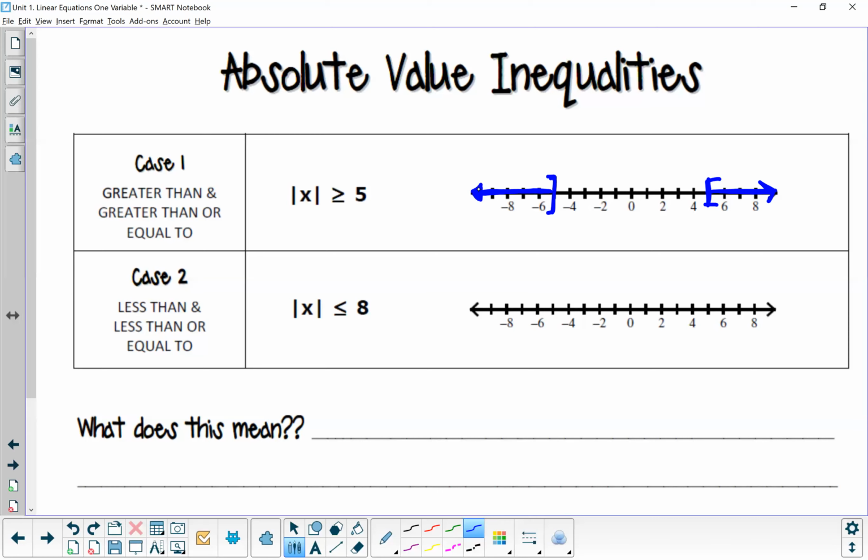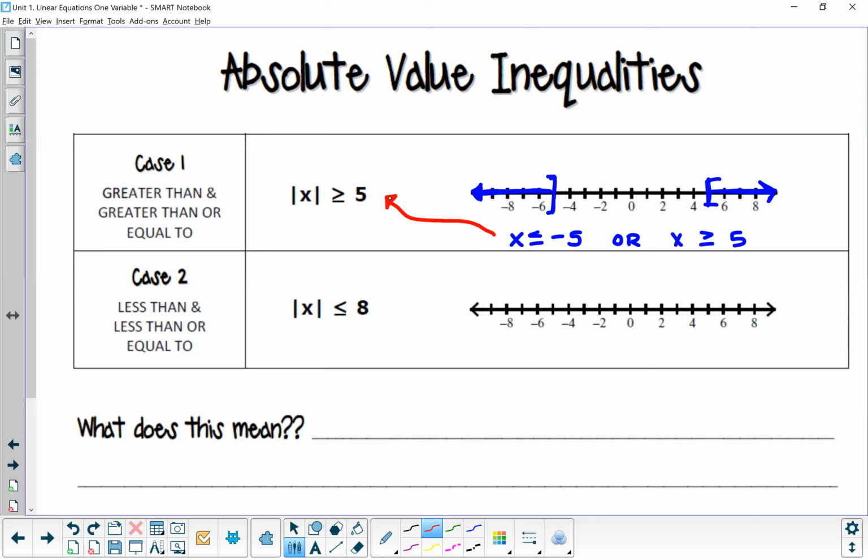If you think about this in terms of a compound inequality, this means x is less than or equal to -5, or x is greater than or equal to 5. So that's what we get when we have an absolute value inequality with greater than or equal to.